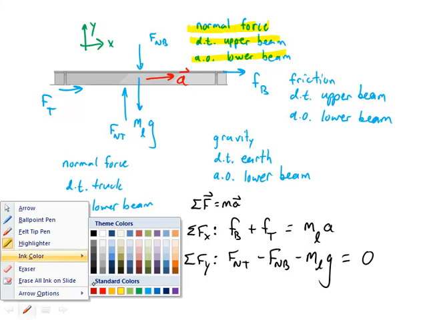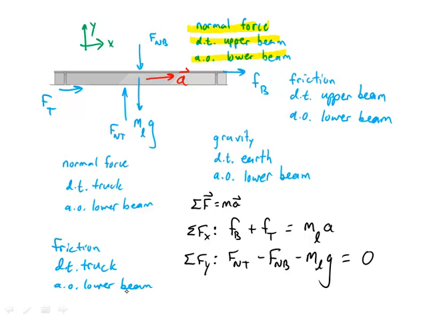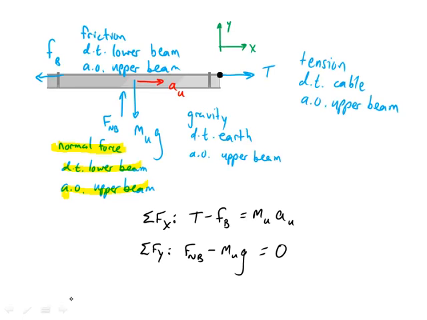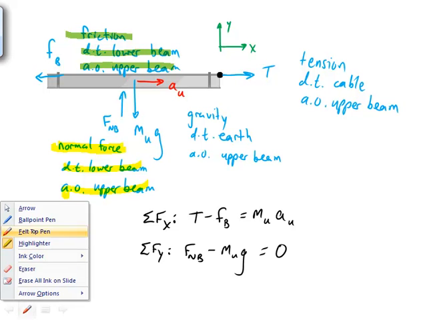And then another Newton's third law pair. I would have the frictional force, lower beam, upper beam. And over here, frictional force, lower beam, upper beam. Another Newton's third law pair. So there are two Newton's third law pairs in this particular problem.